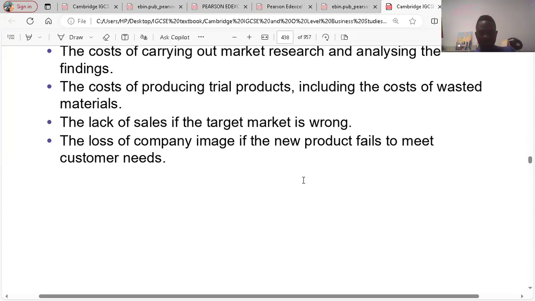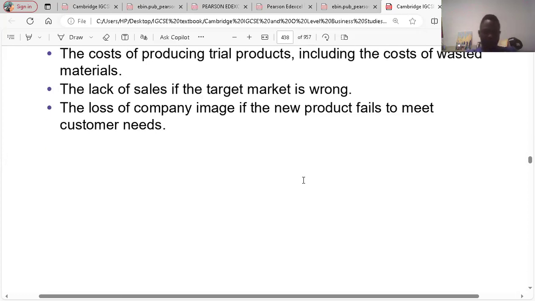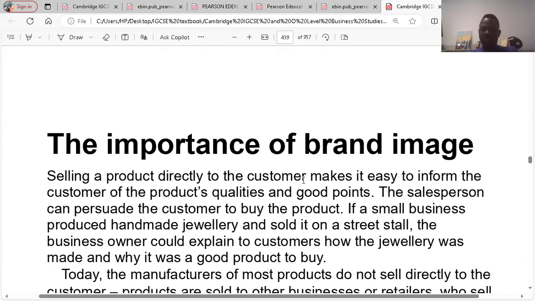Then the next one: the loss of company image if the new product fails to meet customer needs. Now, all expectations are on you, and if things fall apart, they turn you down. They are disappointed. That means the quality is not there, and you are unable to meet their expectations. If you are unable to meet their expectations, your reputation is going down. Is it clear? Yes.